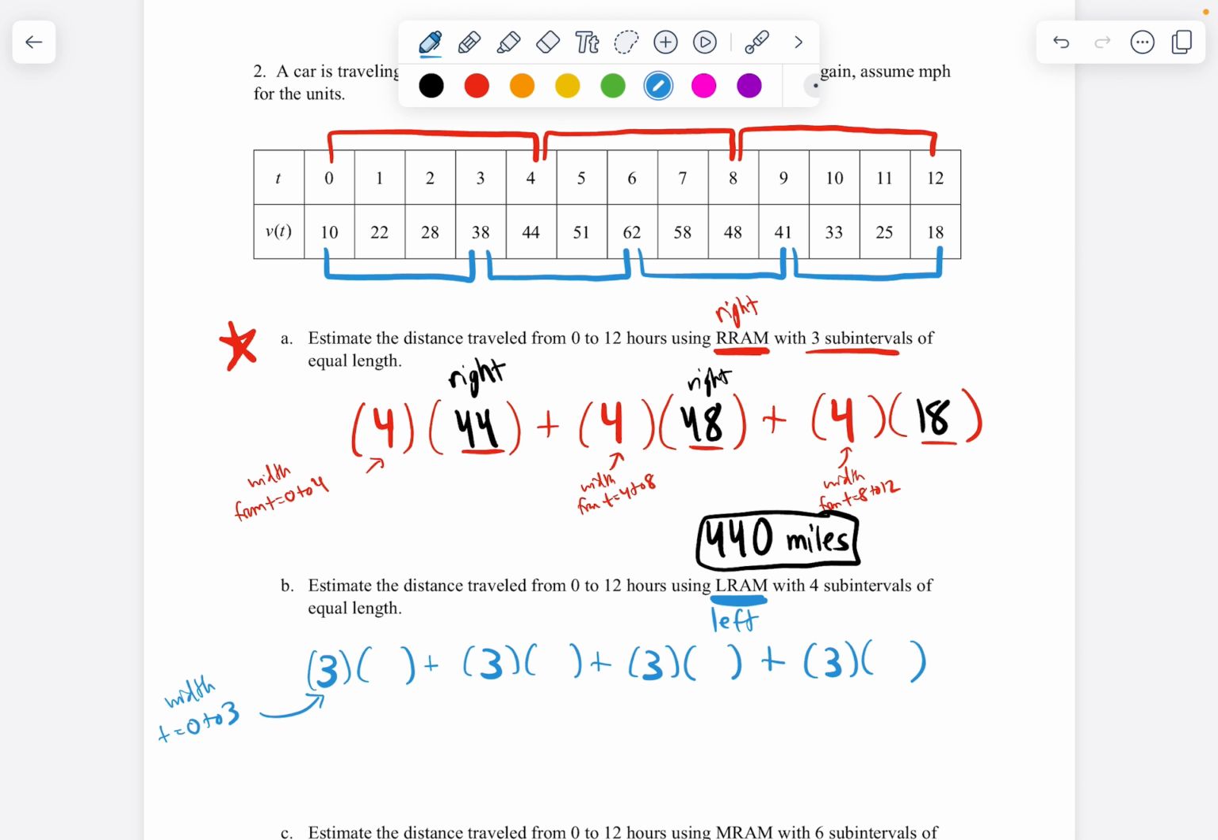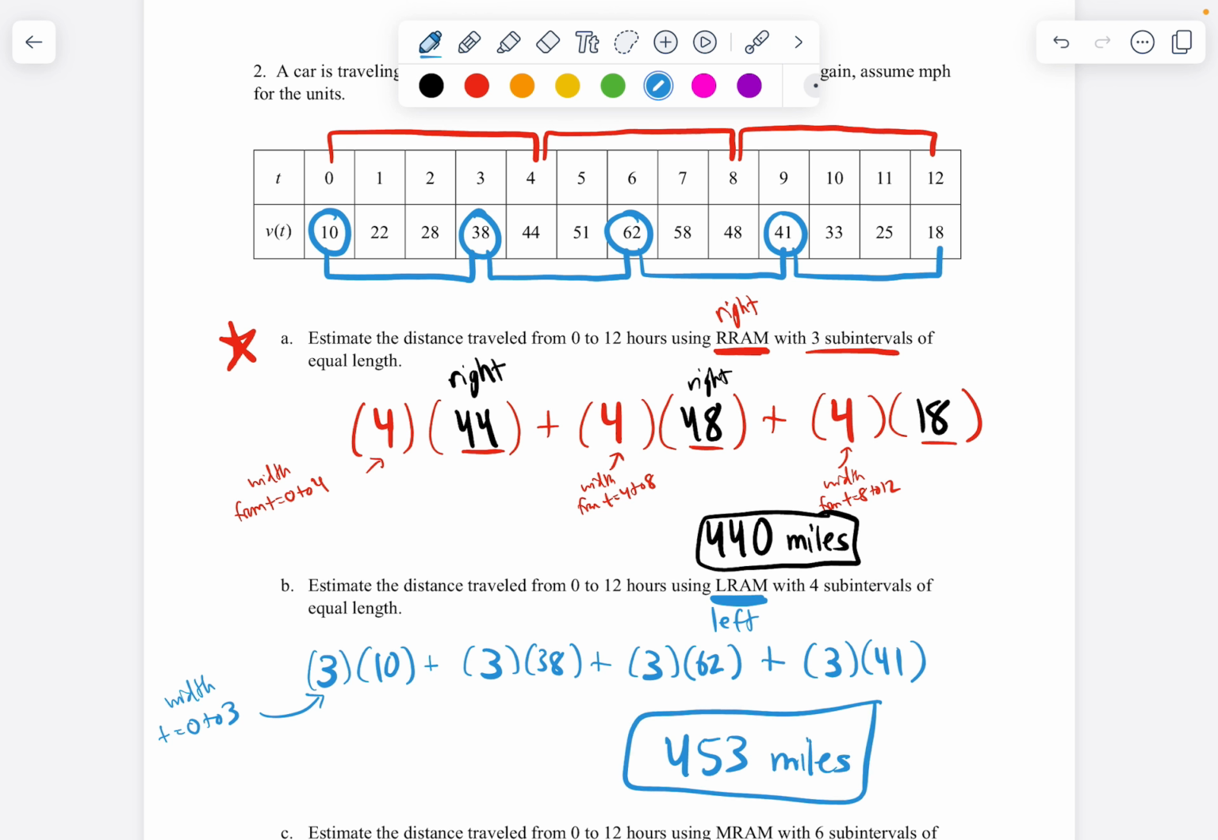Now for LRAM, you're using the leftmost y value of that function. So now I'm using the leftmost ones, the 10, 38, 62, and the 41, because it's the leftmost part for each section, okay? That comes out to be 453 miles. That one is awesome. Totally love using that one. So that's the left one, okay?